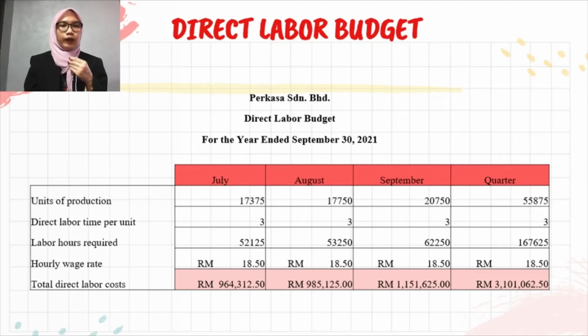Then the direct labor hour requirement for each month is computed by multiplying the number of units to be produced in each month by 3 hours required to make one unit. Therefore, in July, 52,125, in August, 53,250, and September, 62,250 are the labor hours required. The direct labor requirements are then translated into the budgeted direct labor cost, which the company will pay RM 18.50 as the hourly wage rate, multiplied by the labor hours required. Therefore, the total direct labor costs are stated below.